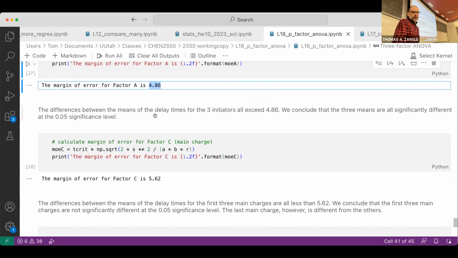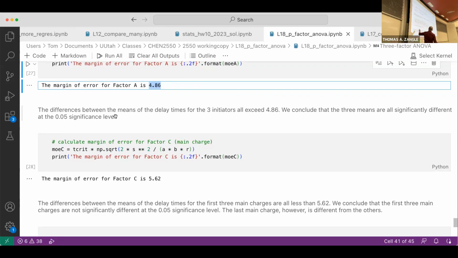So from this, we would look at the differences between means of the delay time. If we went back up and looked at what the differences in means between the delay times actually were, we see that the differences all exceed this 95% confidence interval on those differences in means. And therefore, we would say that all the 3 means that we saw were significantly different at the 0.05 significance level. Okay, does that make sense? Some sense.